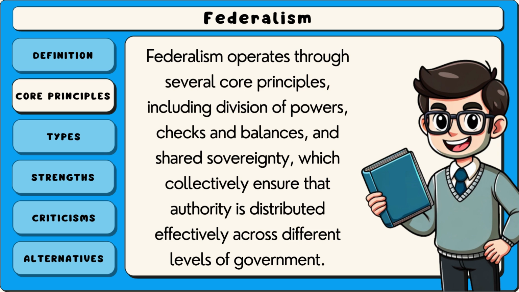Federalism operates through several core principles, including division of powers, checks and balances, and shared sovereignty, which collectively ensure that authority is distributed effectively across different levels of government.